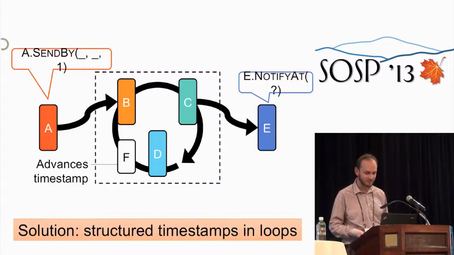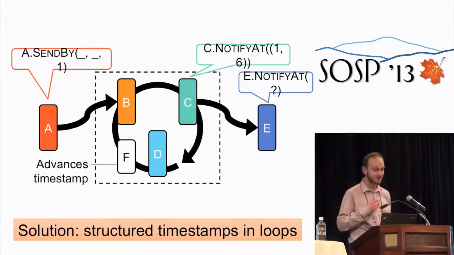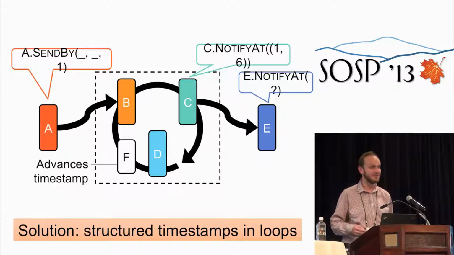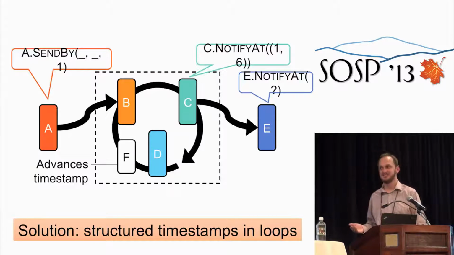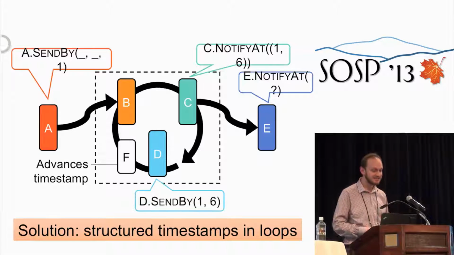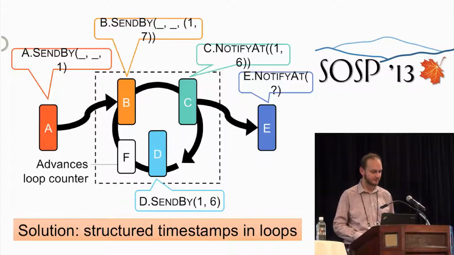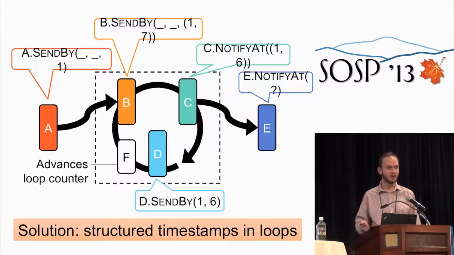To resolve this problem, we add structure to the times. The messages inside a loop receive a timestamp that has a second component. This corresponds to an iteration counter. So very simply, it's initialized to 0 when messages enter the loop. It is stripped off again when messages leave the loop. And as messages circulate in the loop and pass through the feedback vertex, this advances the loop counter. This means that E can simply request a notification for epoch 1, and it will see all the data corresponding to that epoch.